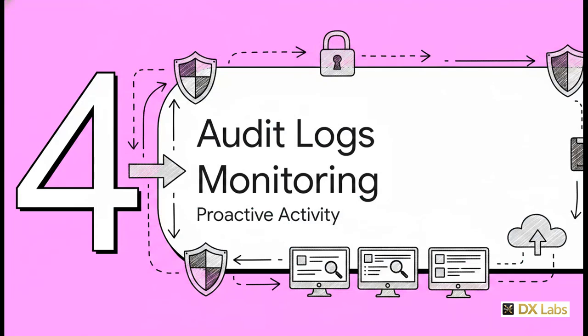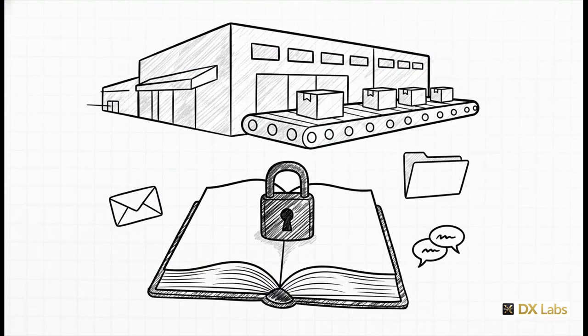Section 4. Audit logs for monitoring activity. Imagine a massive logistics warehouse where every single box that comes in or goes out is recorded in a master shipping log. In Microsoft 365, that master log lives right in the Microsoft Purview portal. It provides unified tracking across Exchange, SharePoint, Teams, and Entra. Because this data is incredibly sensitive, you must have specific role permissions, like the audit logs or view-only audit logs role, just to even look at it.